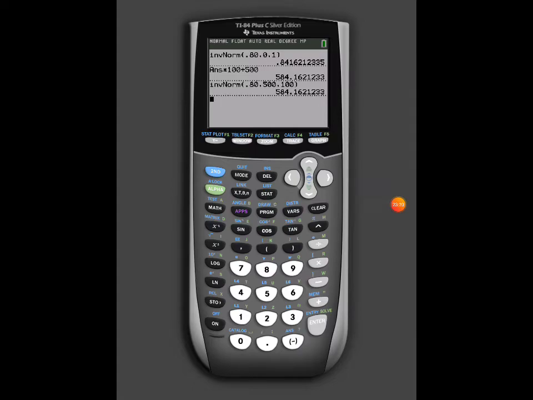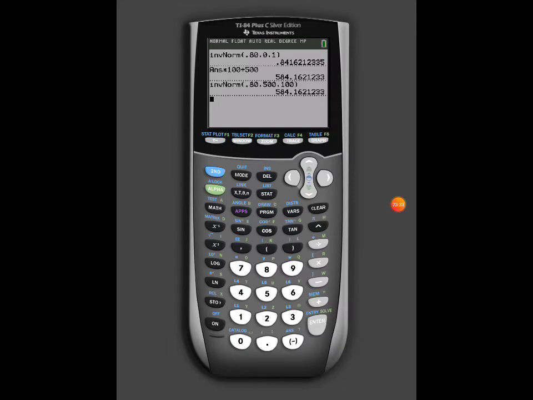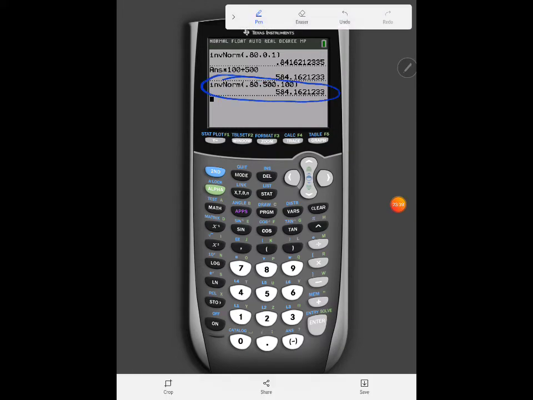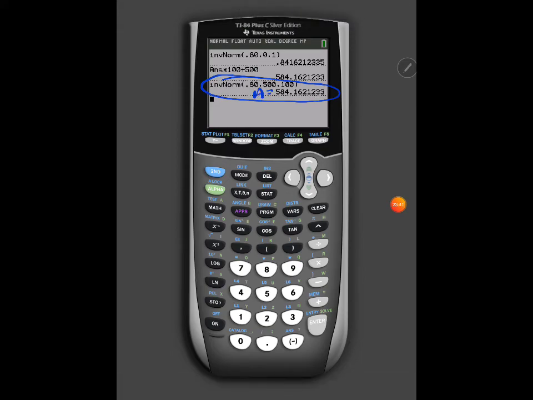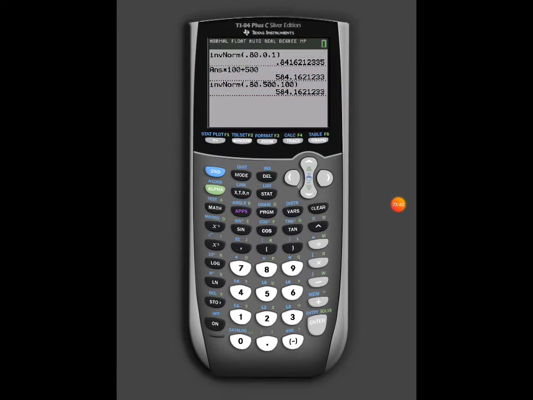Okay, the next problem I'm going to show you, it won't work the other way. So the bottom thing of the calculator, this part right here, let me take a screenshot and show you. But this one right here only works if you're looking for A. If you're looking for sigma, if you're looking for mu, it's not going to find it. So I would say it's safer to use the one at the top.